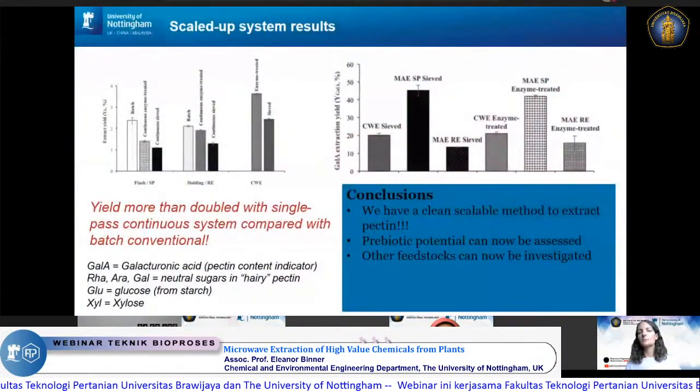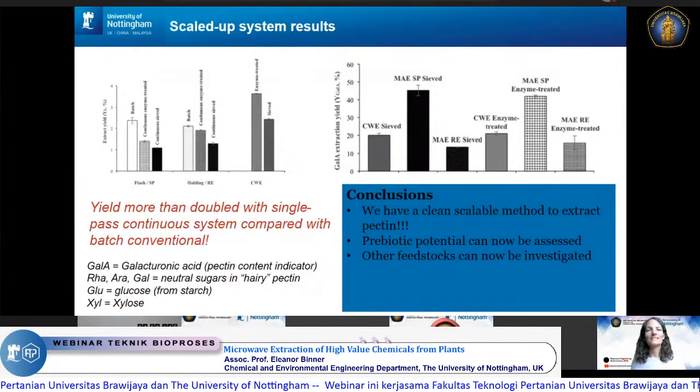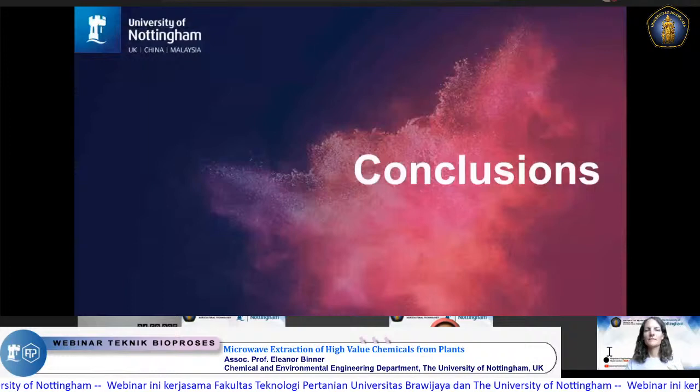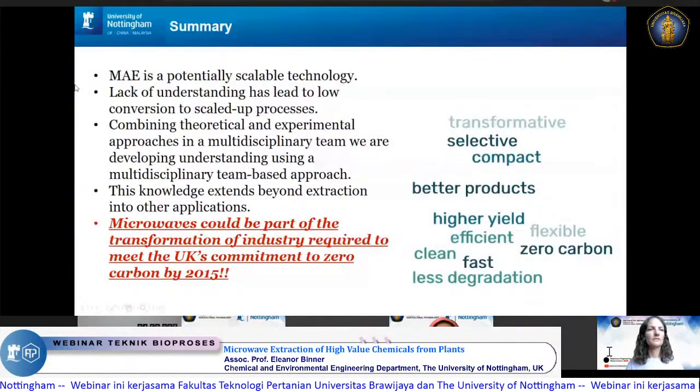So we have a clean, scalable method to extract pectin. Now our partners in Reading, they have a bag of pectin which they're going to be doing these tests on very soon. So we can demonstrate whether we really do have prebiotic potential, and then we can start to develop real products. So that's all our really exciting research. I hope you think it's exciting.